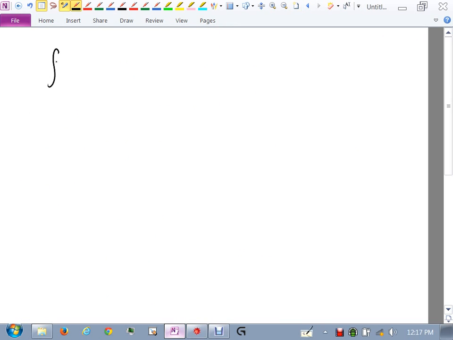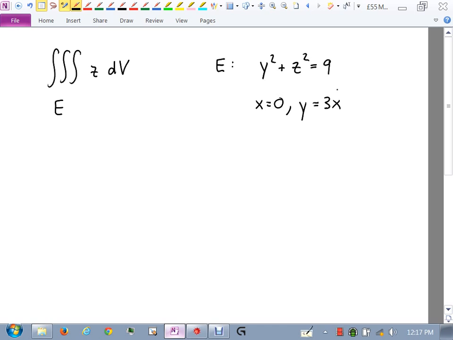Okay, I'm trying to find the triple integral over E of z dV. The region E is defined to be bounded by y squared plus z squared equals 9, and then x equals 0, which is the ground. y equals 3x is a plane with a free variable of z, so it's a plane that's vertical, you could say, and it has some tilt to it. We'll draw it in a second.